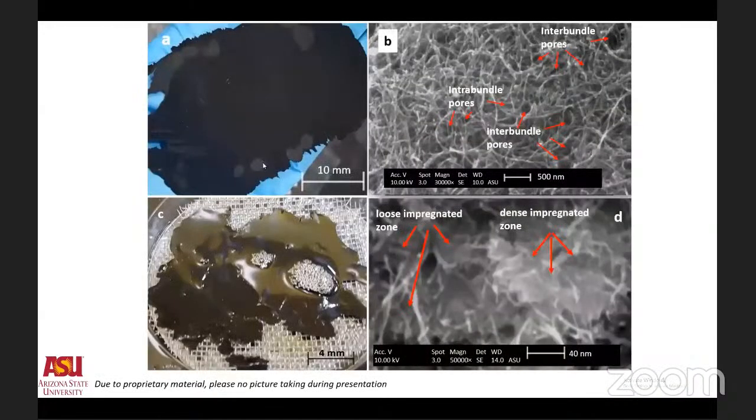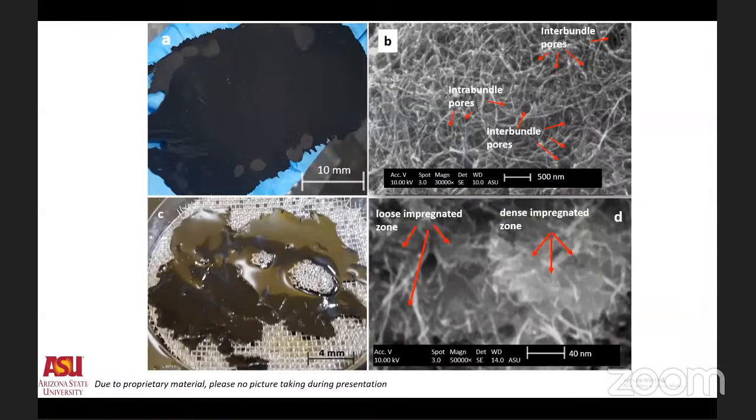In this slide, figure A shows the bucky paper before infiltration. When we look at it through a scanning electron microscope, macroscopically it looks like a very homogeneous structure. It is basically entangled bucky paper all around this structure. Definitely, there are some interbundle and intrabundle pores. The BJH technique was used to characterize these pores. The intrabundle pores were around 30 to 60 nanometers, and interbundle pores were about 80 to 130 nanometers in size.